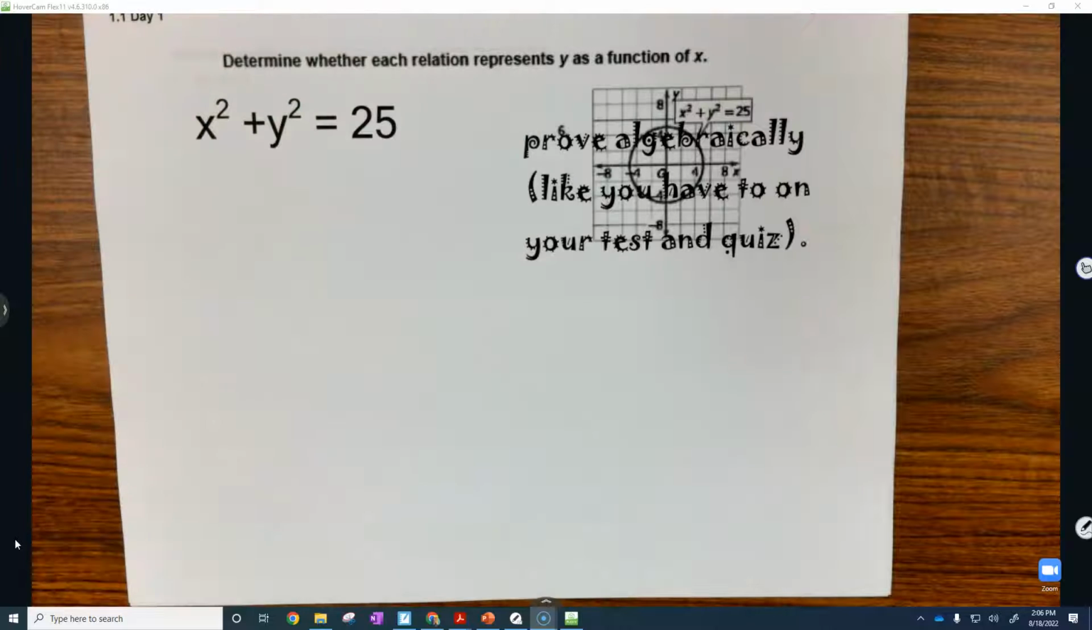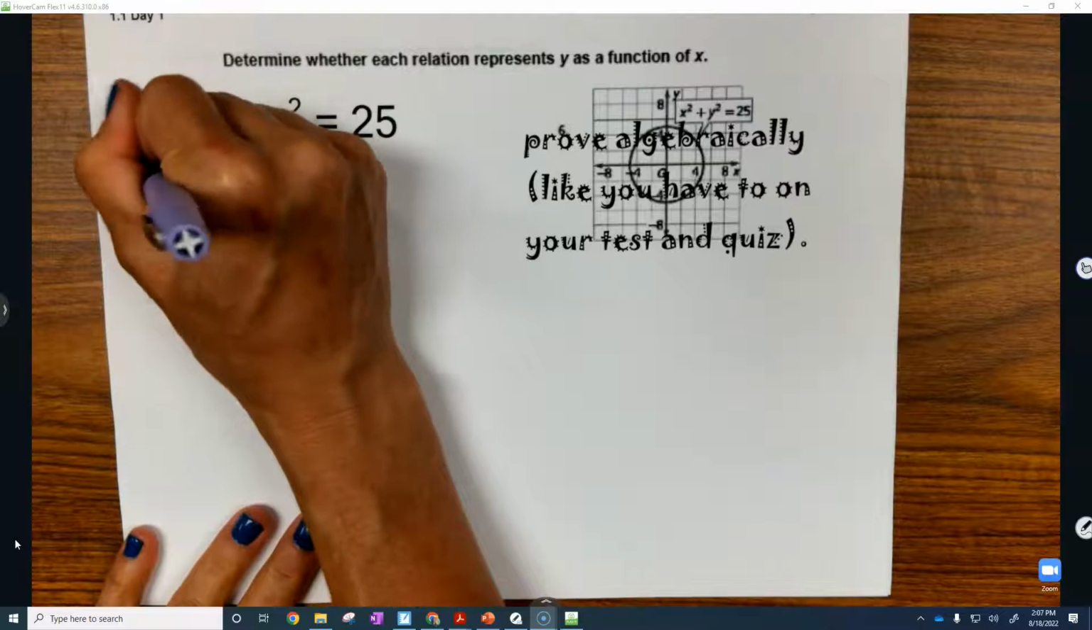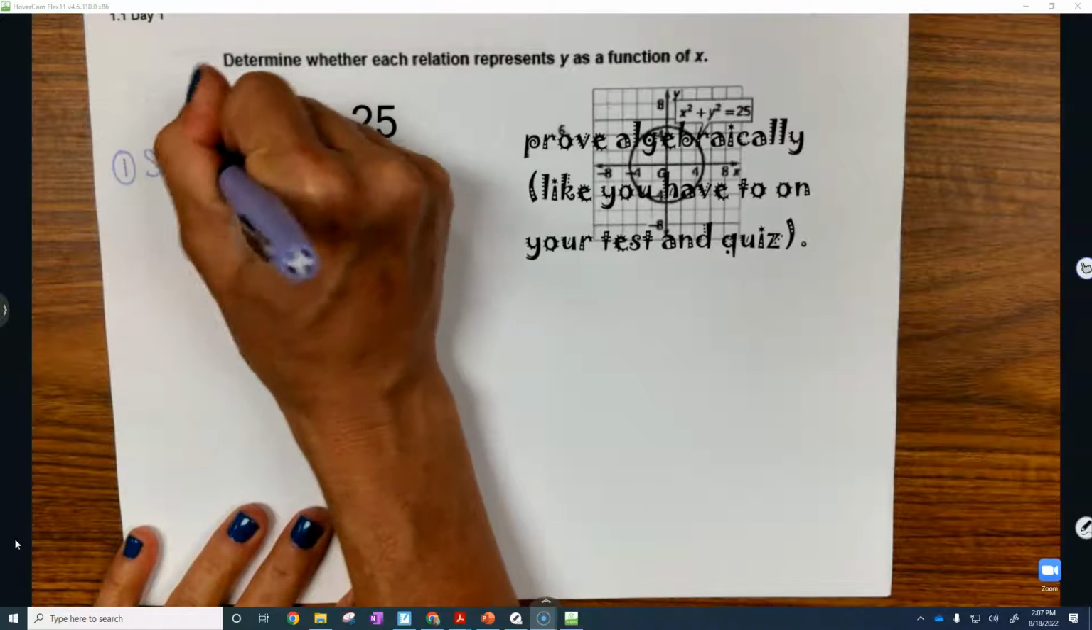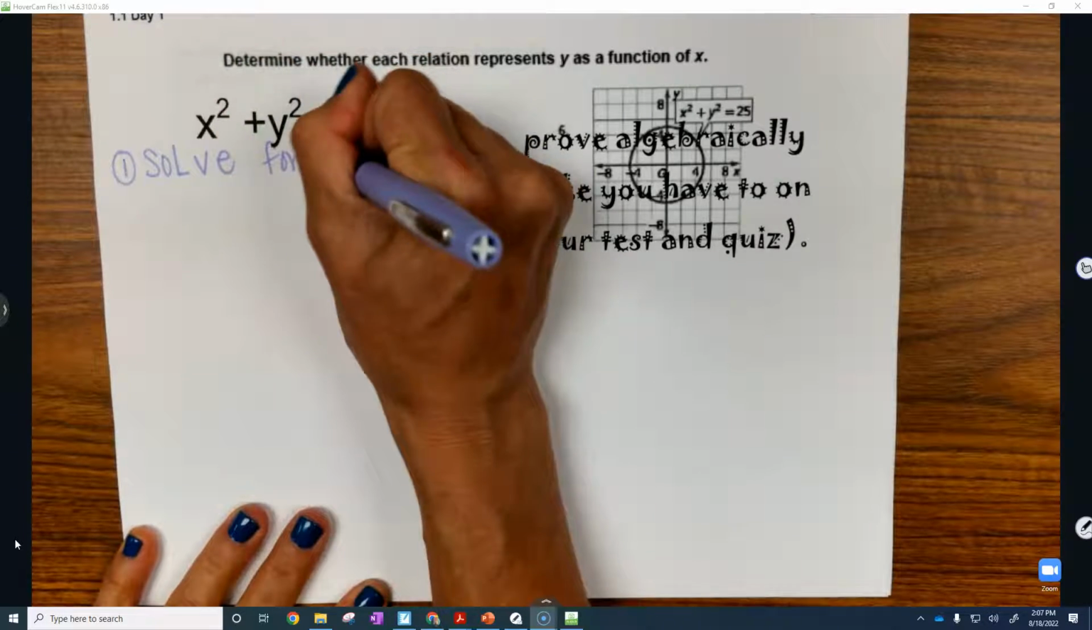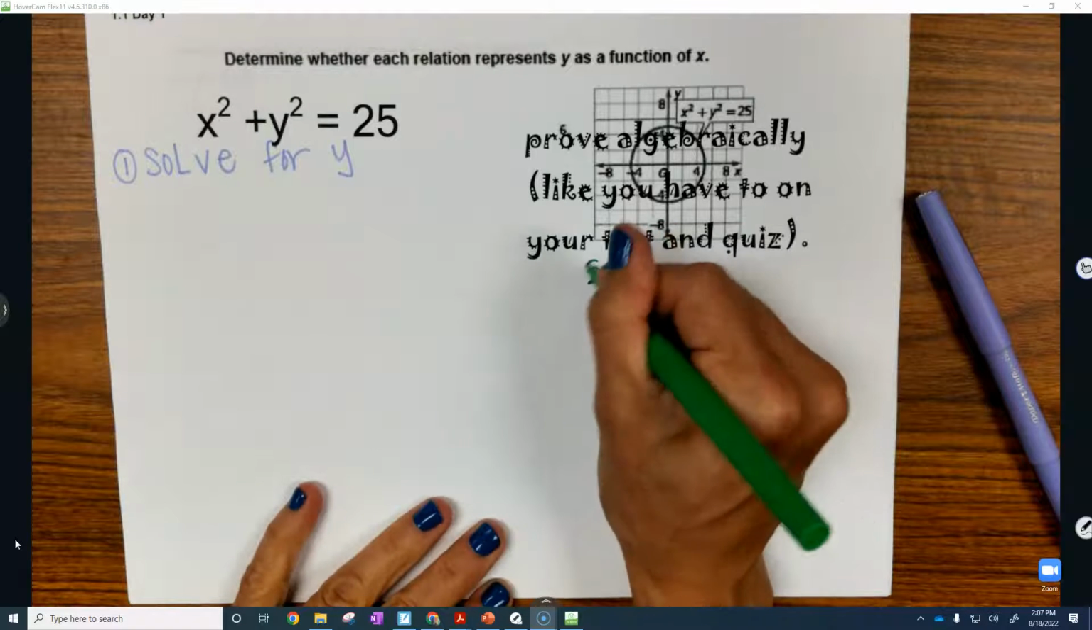Okay, so here's what we're going to do. We're going to do two things. The first thing we're going to do is solve for y. The second thing we do is prove it by substitution.